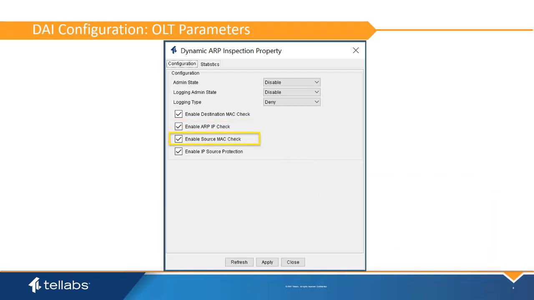Enable Source MAC Check verifies that ARP header and body have the same source MAC address in both ARP requests and ARP responses. This is typically enabled. If desired, source IP protection can be added. If this feature is enabled, once the source IP is bound, it will drop all packets that do not match the source IP to MAC binding learned from DHCP.